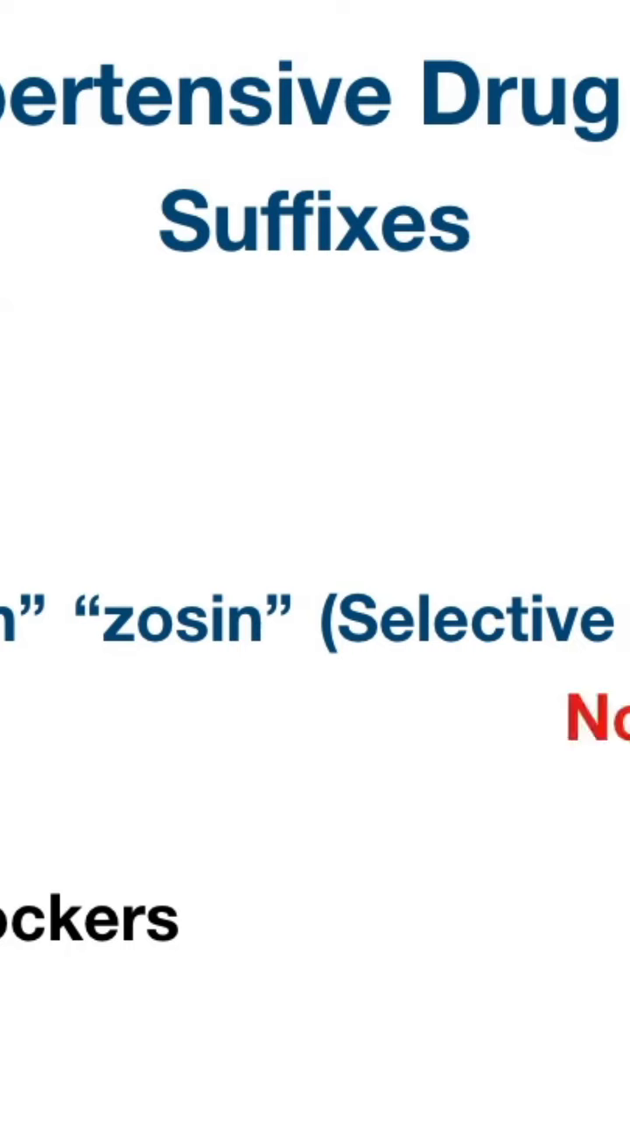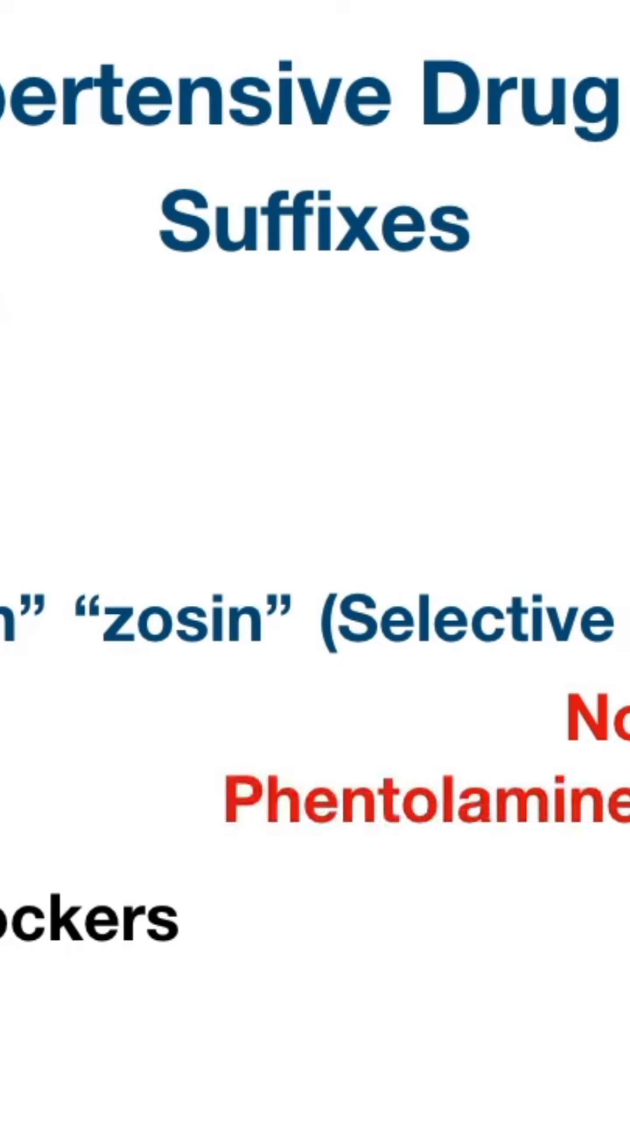There are also non-selective alpha-1 and alpha-2 blockers, and they typically end in "mine." Some examples include phentolamine and phenoxybenzamine. They're usually considered in treating pheochromocytoma and cocaine-induced hypertension, but since they're used more for catecholamine-induced hypertension, we'll focus on selective alpha-1 antagonists for purposes of this video.